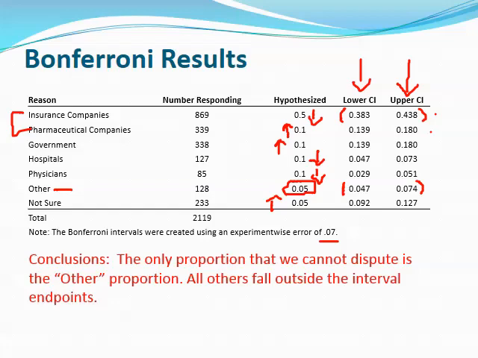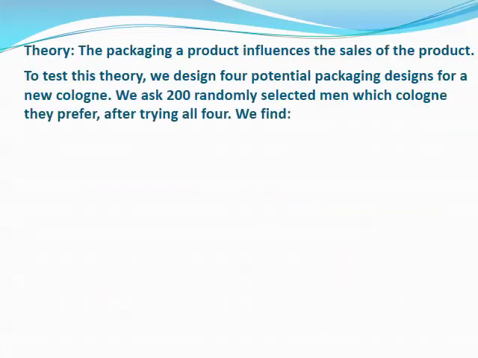Okay, that's new. We haven't seen that before. We haven't seen the multiple confidence intervals. We've seen something similar to it, and really what we've seen similar to it, I'm going to show you in this example. Let's say that the packaging of a product, here's a theory. If you're into marketing or advertising, you better agree with this theory, by the way. The packaging of a product influences sales. Yeah, it's called advertising, sure, marketing. To test this theory, we designed 4 potential packaging designs for a new cologne.